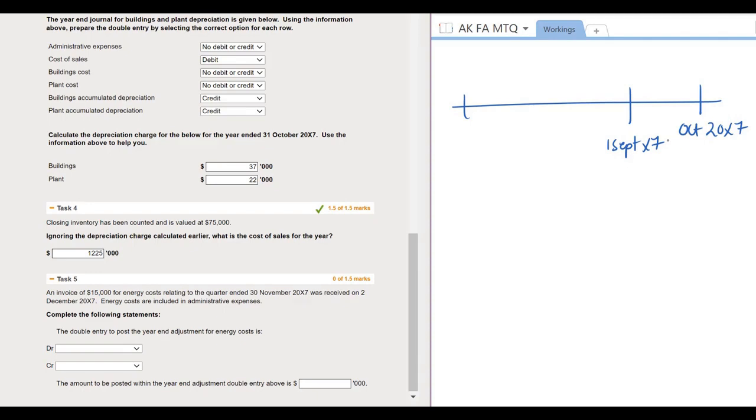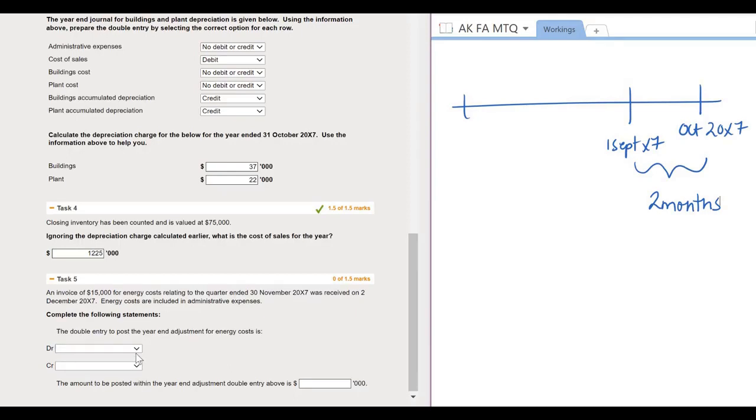Now, what's quite easy to visualize in this timeline is that actually 2 months of this energy cost would therefore not have been recorded because the invoice wasn't received until after the year end. This is a typical example for an accruals adjustment. So the question does say what would be the double entry to post the adjustment for energy costs.